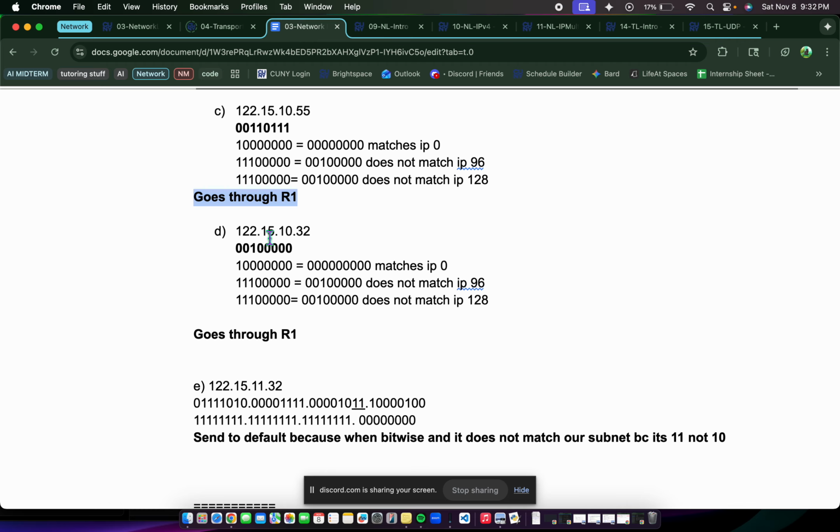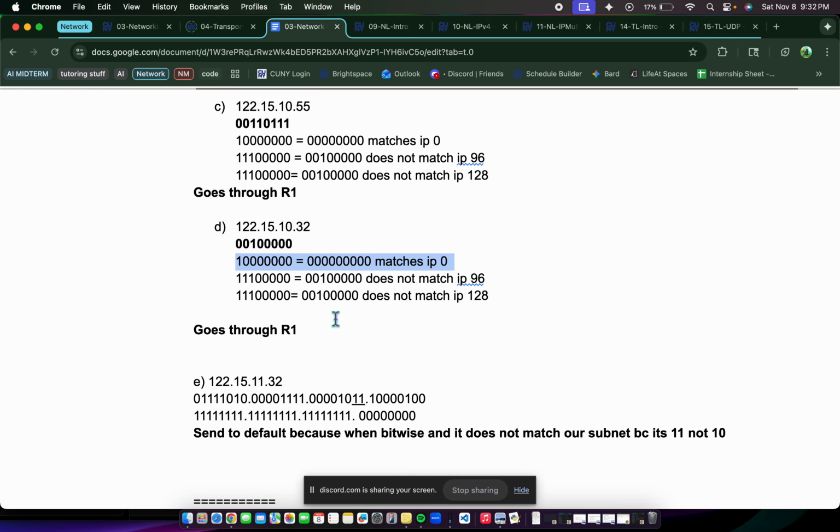All right, then we have D. This time, same process, 32. Boom. Do the bitwise add. This gets you 0, matches our first IP 0. This gets you 32. This does not match IP96. You have this, also 32. Does not match IP128. By default, you have to go through R1.